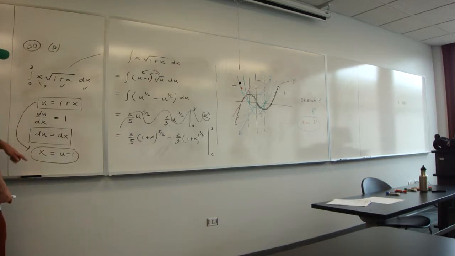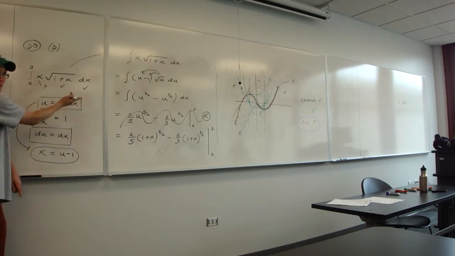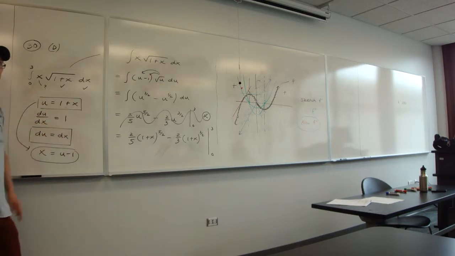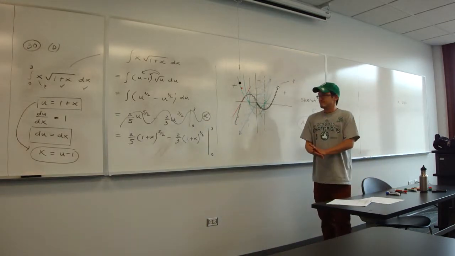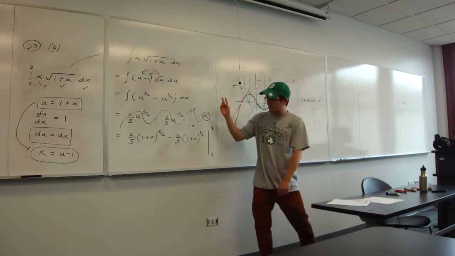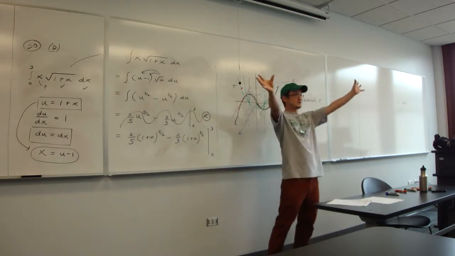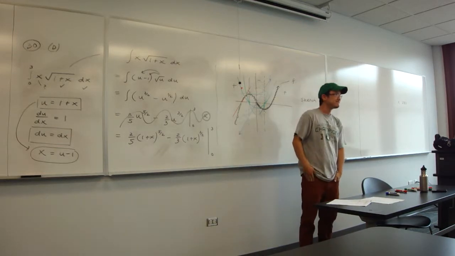So you would say when x is 0, right, you could tell that u would be 1. When x is 3, u is going to be 1 plus 3, 4. I probably don't need to finish that, right? Because the fundamental theorem, you guys just put in 3 and put in 0 and subtract the two numbers. And this is going to correspond to the area underneath the curve.